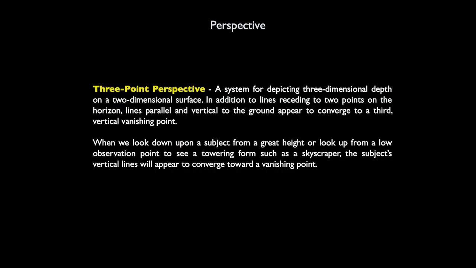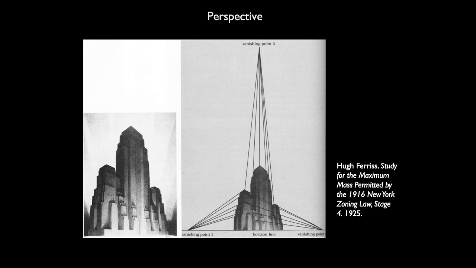Another type of perspective is called three-point perspective. So this is a system for depicting three-dimensional depth on a two-dimensional surface. And in addition to the lines that are receding to the 2 points on the horizon, there are lines that are vertical going upwards to a third vanishing point. So when we look down upon a subject from a great height or look up from a low observation point to see a form towering above us like a skyscraper, the subject's vertical lines will appear to converge toward a vanishing point. So here you can see an example of this 3-point perspective.